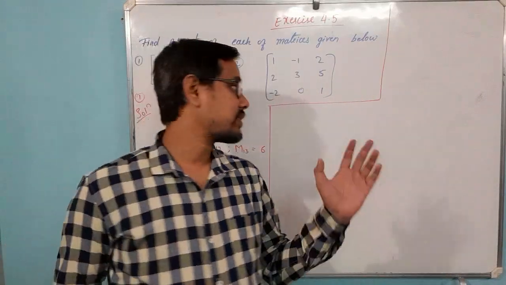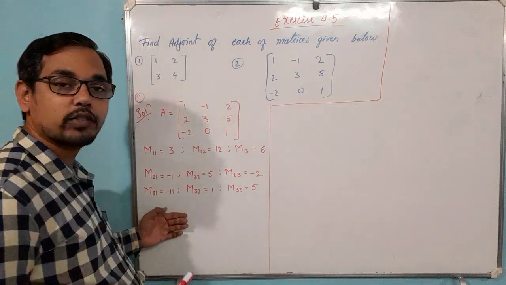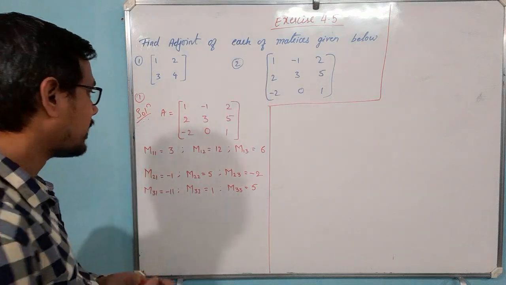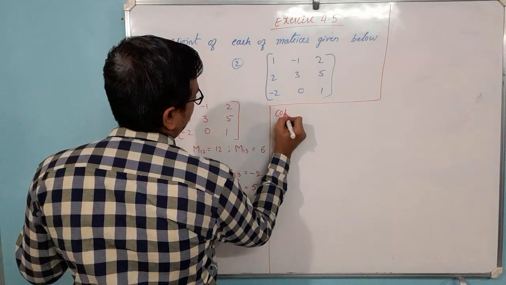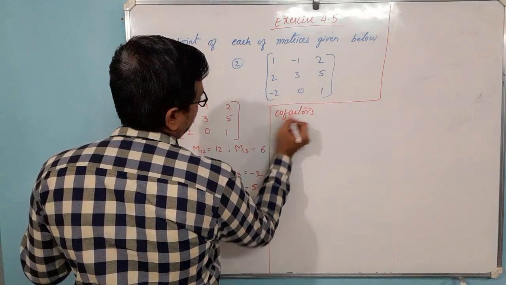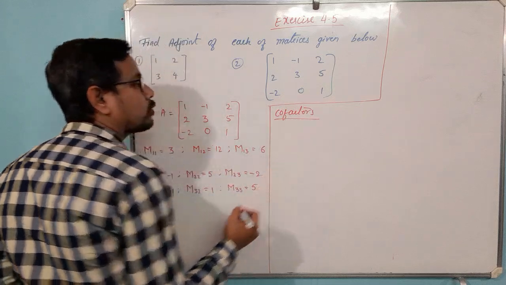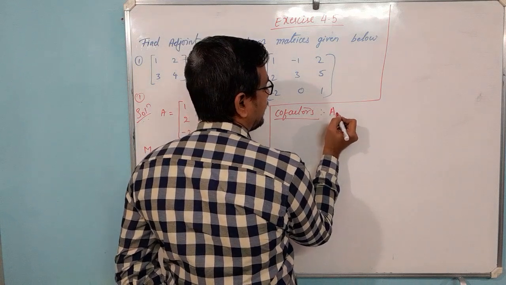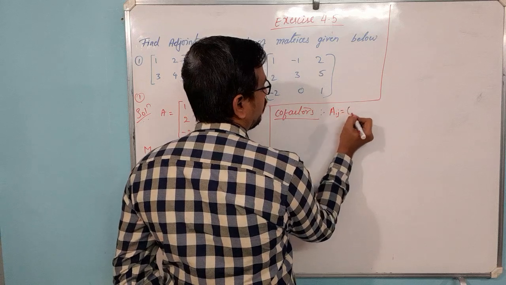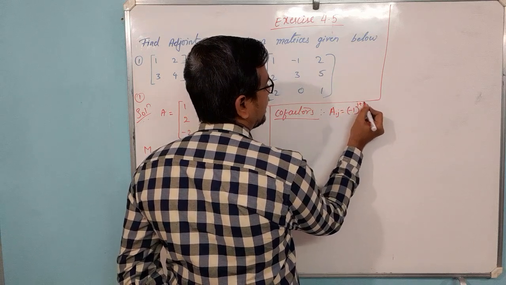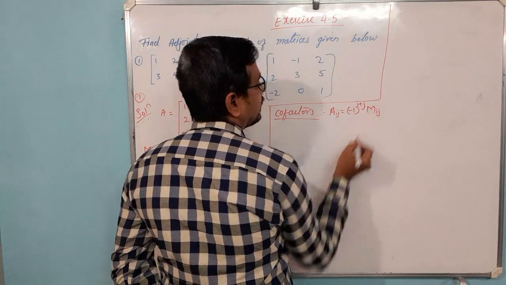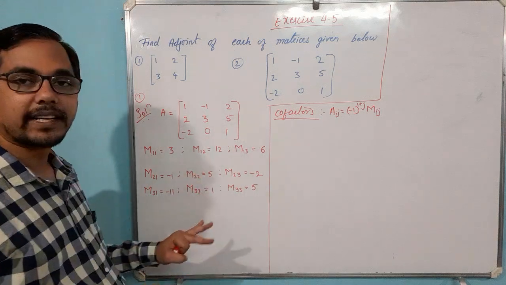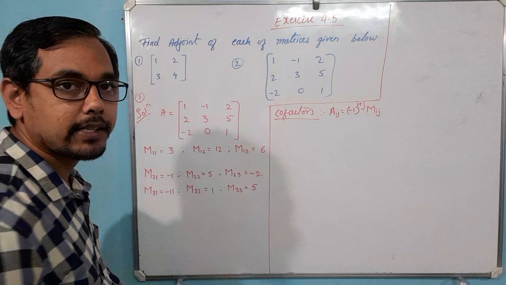Friends, let's see what happens next. Okay, so I have reproduced the values of all the minors which we calculated previously. So let's see what the cofactors will be. Generally we use the formula Aij is equal to minus 1 to the power i plus j into Mij, right? But here I will write it directly based on the sign. If you want, you can verify using this formula.